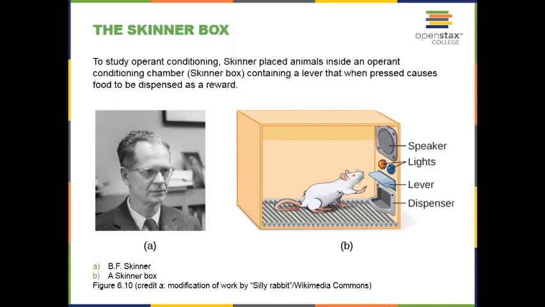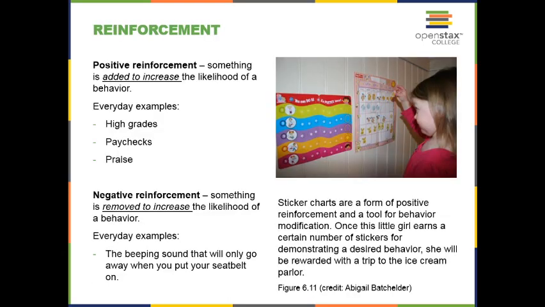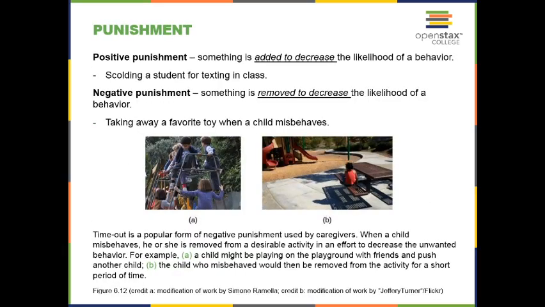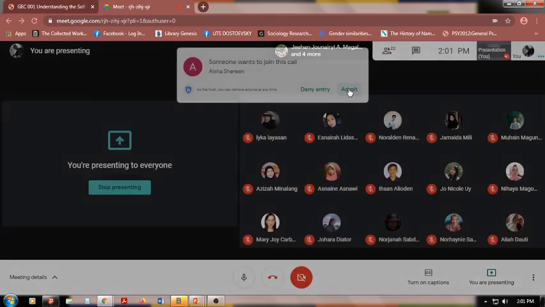So we have the Skinner box to study operant conditioning. Skinner placed animals inside an operant conditioning chamber, the Skinner box, containing a lever that when pressed causes food to be dispensed as a reward. So if ma-press sa ilaga ang lever, ang food mo-dispense siya as a reward. And so that's the thing with it. I've already discussed this, no?